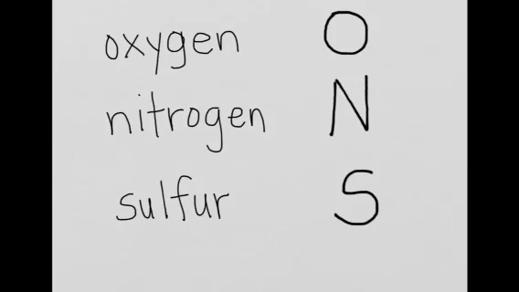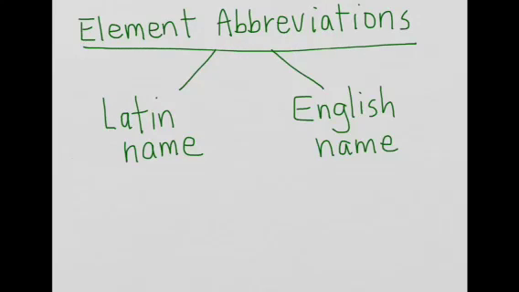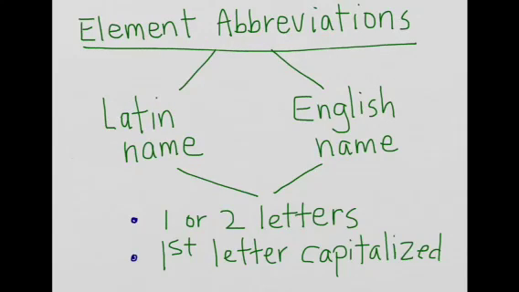These abbreviations are obviously based on their English names. Let's see what we've learned about element abbreviations so far. We've seen that the abbreviation can be based on the Latin name or the English name. We've also seen that the abbreviation can be either one or two letters, and that the first letter or the only letter is always capitalized. In just a second, I'm going to show you how important this capitalization rule is.